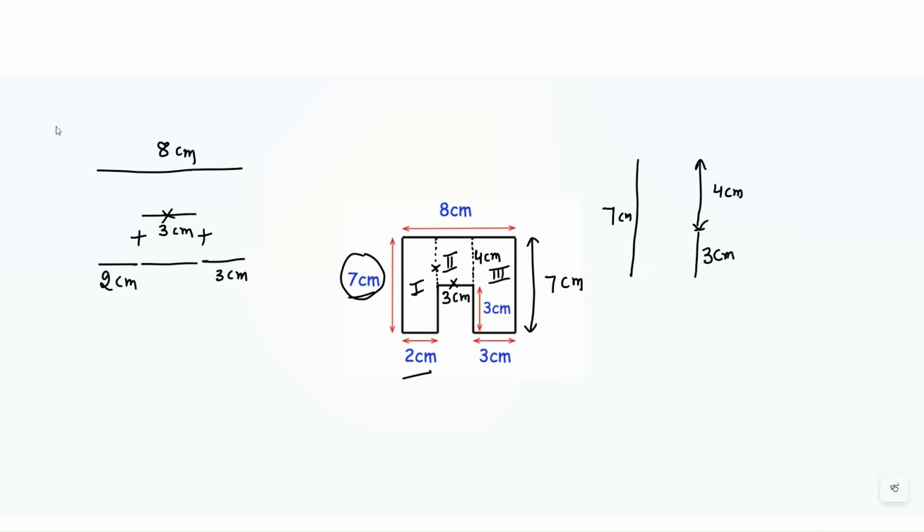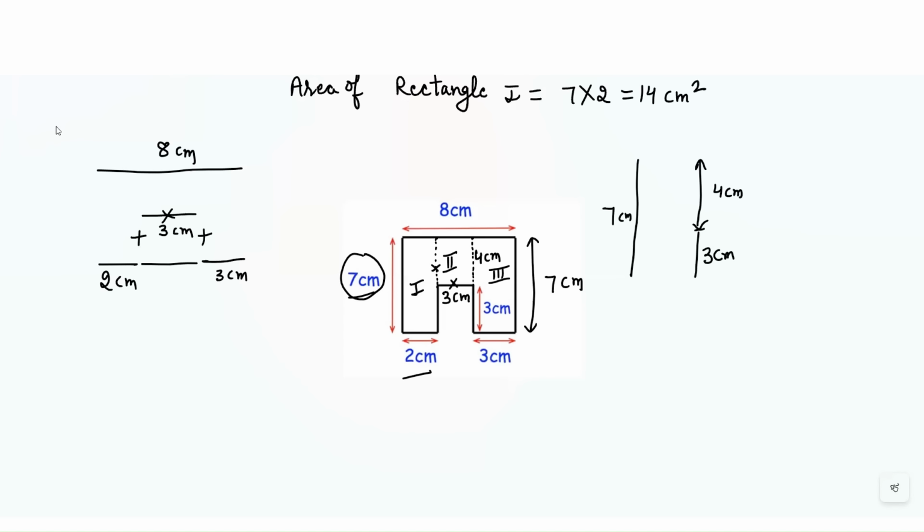Now we have all the lengths and widths of all 3 rectangles. So we'll write here: area of rectangle 1 is equal to 7 into 2, which is equal to 14 centimeter square. The unit for the area is always centimeter square, meter square, millimeter square, kilometer square.